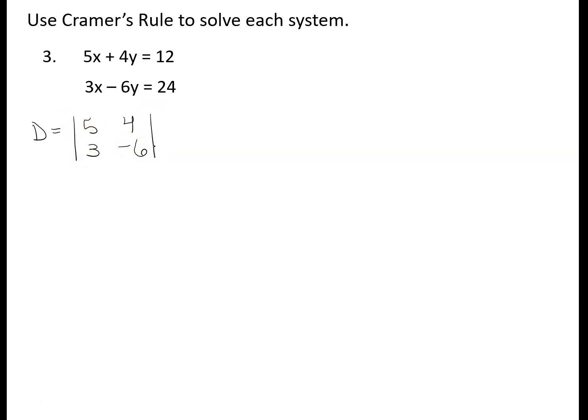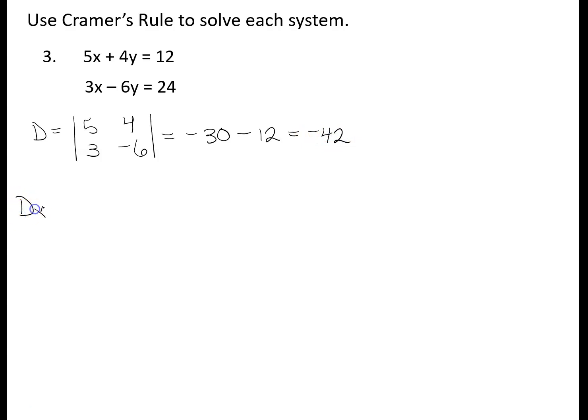And then let's go ahead and calculate that. Depending on the room on your page, you can either go down or you can go across. So I'm going to go across so that I don't run out of room here. I'm going to start in my upper left. 5 times -6 is -30. Minus, and then the other diagonal, 4 times 3 is 12. Same signs. Add and keep the sign. That'll be a -42.